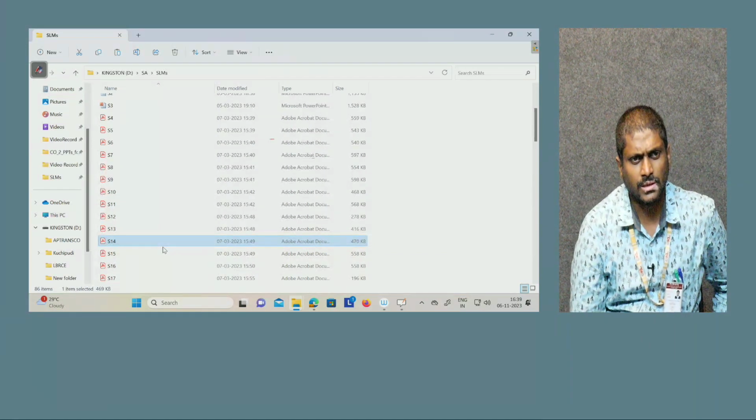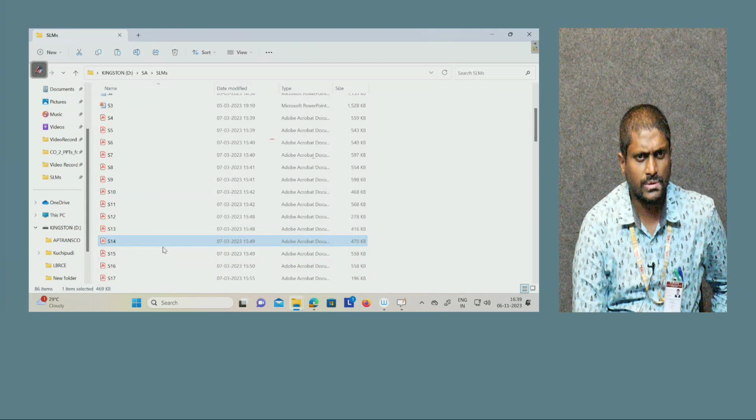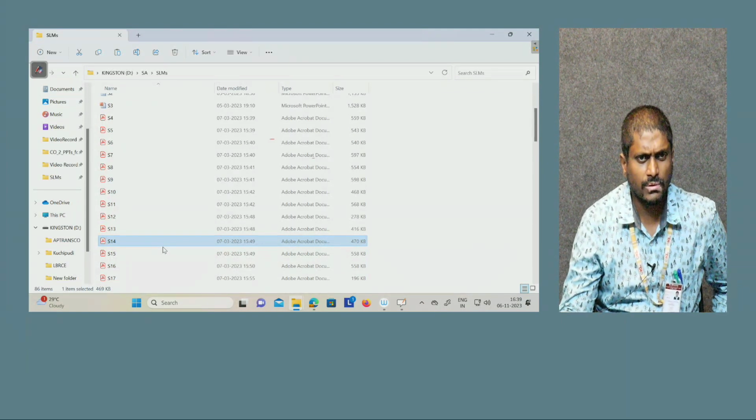In the next class I am going to cover the CO2 syllabus, that is propped cantilever as well as fixed beams, analysis of propped cantilever and fixed beams.